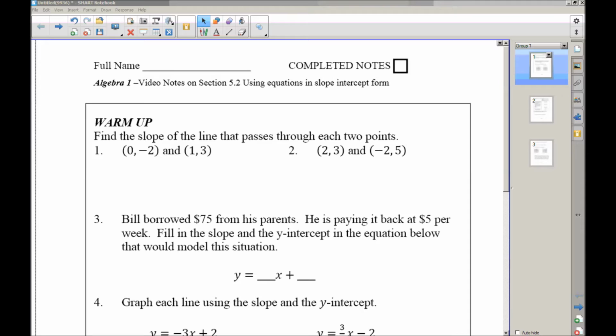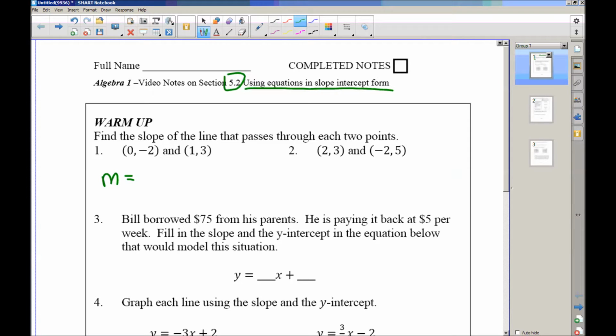Today we are covering section 5.2, use equations in slope-intercept form. Okay. Warm up. Find the slope of a line that passes through each 2 points. So this is some review, just working on how to find the slope again.